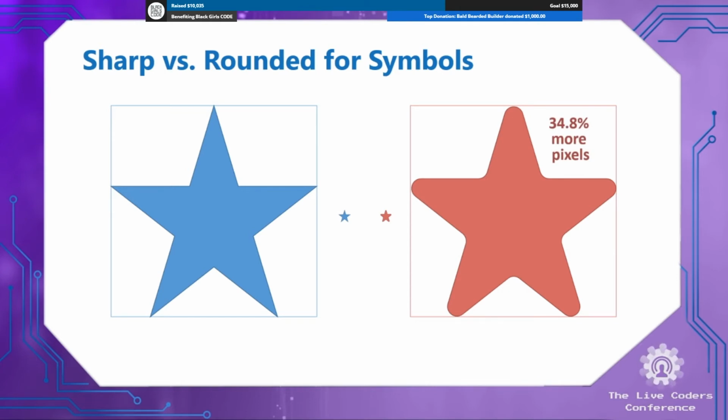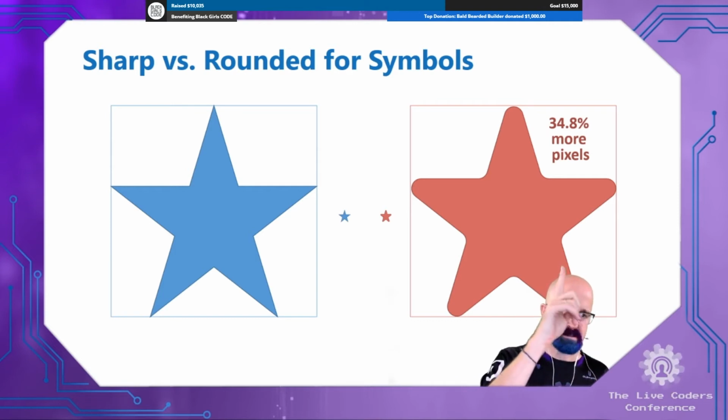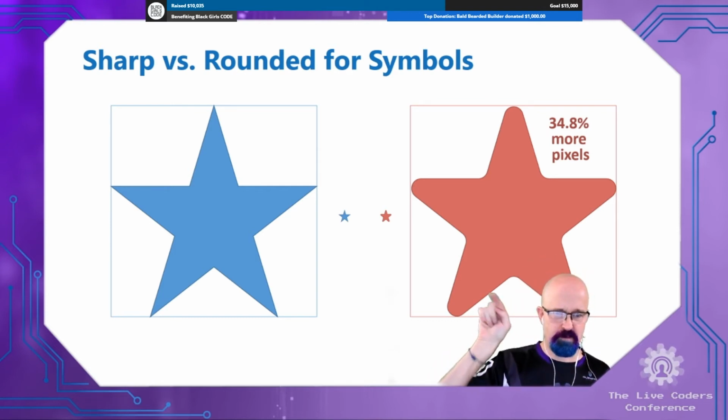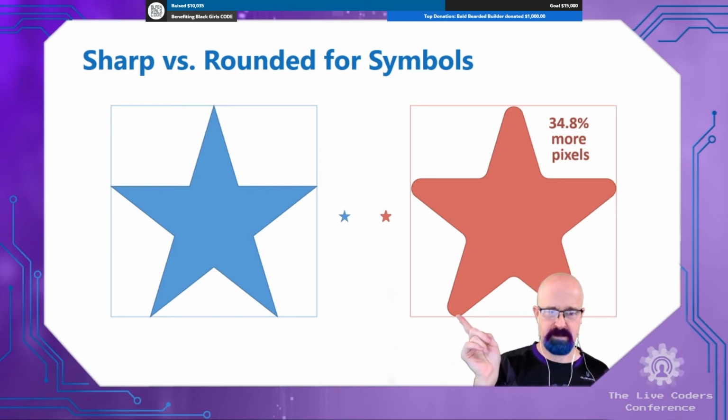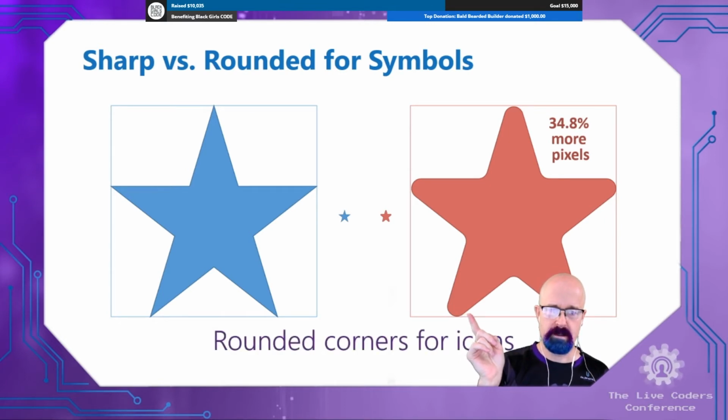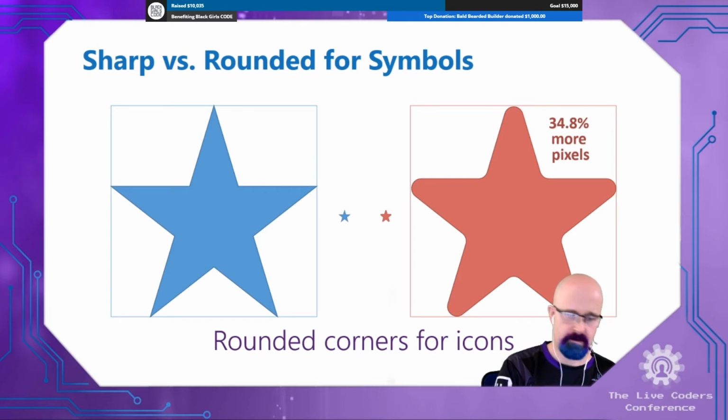But the symbol on the right has about 35% more pixels in it. And it's able to do that because that sharp corner there, it doesn't have to fill that, so it's got the round corner, so we can put more pixels there. Right there, you can see a good example. So if you're doing icons, small kinds of symbols, symbols that have to be scaled down very small, you want to have rounded corners on those icons, for sure.